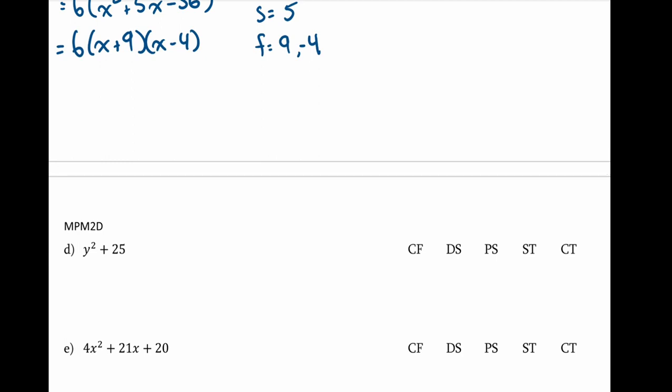Moving on to D, y squared plus 25. So first things first, I'm going to check to see if we have a common factor. In this case, do we have a common factor? No, there's nothing that will common factor between them. So next I'm going to move on to a difference of squares. I do have two terms. They are both perfect squares, right? Square root of y squared is y. Square root of 25 is 5.